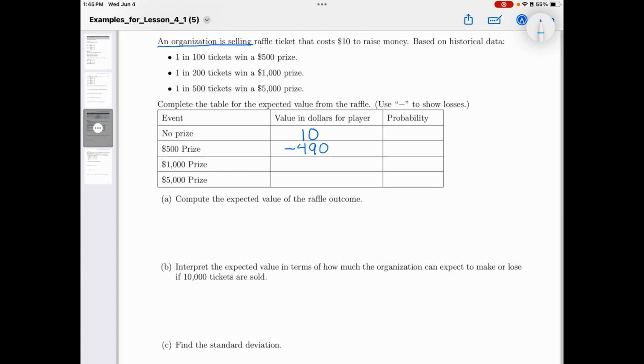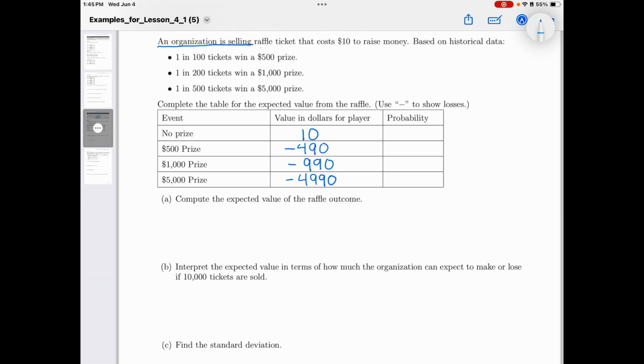If they win $1,000, that's going to be a payout of $990, so that's a loss to them. And then the same thing goes for the $5,000. That would be a loss for them of $4,990.